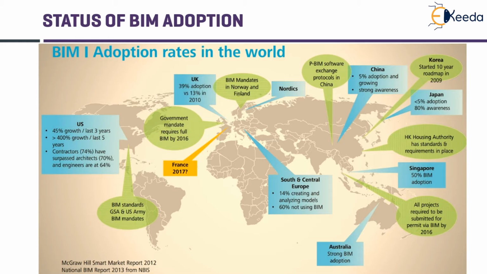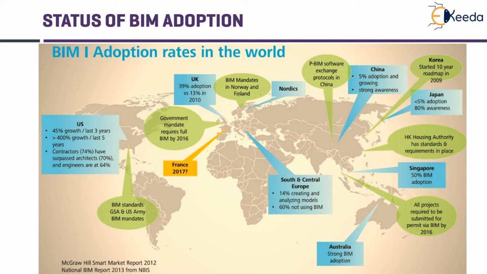We will now have a quick overview of how BIM is adopted across various countries around the globe. US somewhere leads the race with maximum number of BIM users. The BIM standards in USA mandate the use of BIM level 1 in all projects. 45% growth in BIM usage is seen in last 3 years.